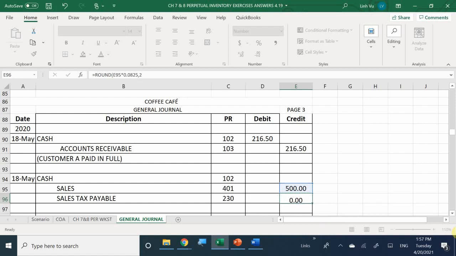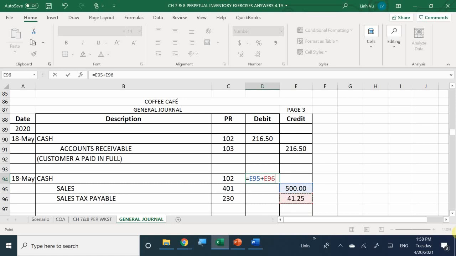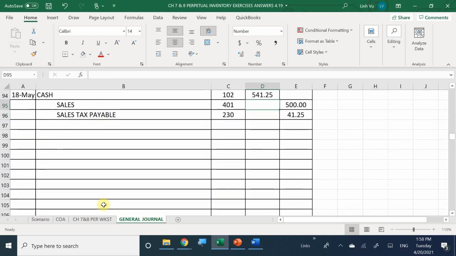Comma 2, $41.25. So therefore, in grand total, how much cash should I be receiving? $541.25. Okay, 541.25. Okay, good.